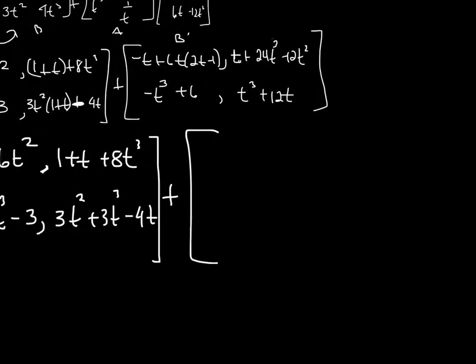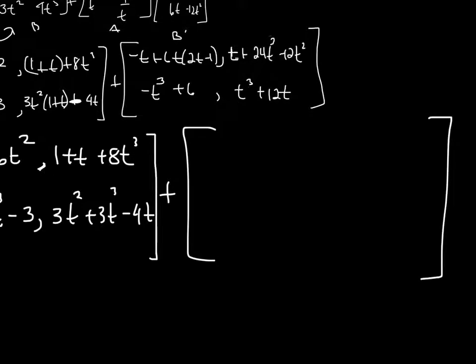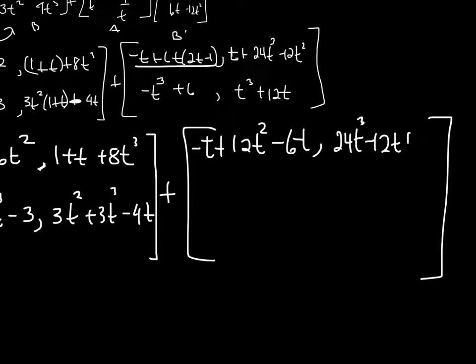So again, I'm working with this one: minus t plus 12t squared minus 6t. And then I have, I'll write my t cubed first, 24t cubed minus 12t plus t, minus t cubed plus 6, that's a plus 6, and t cubed plus 12t.